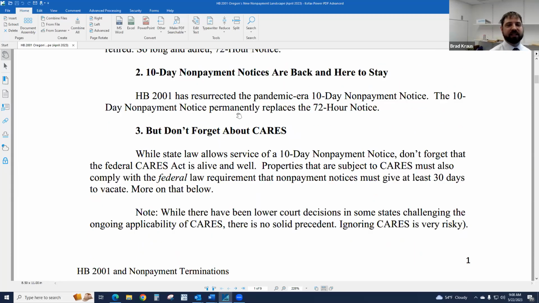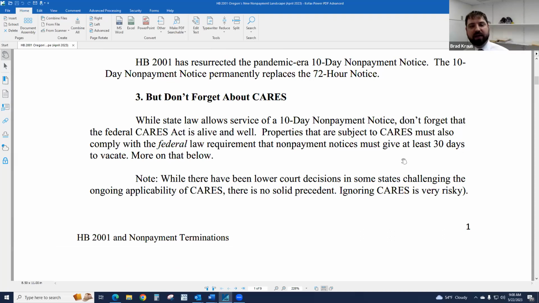All right, as the lecture handout says, 10-day non-payment notices are back here to stay. Unfortunately, that's going to be permanent unless something changes in the legislature, which I highly doubt it will. The other important thing to remember, and we'll talk about what this means, is the CARES Act. Don't forget about the CARES Act. So while state law allows service of 10-day notices, if your property is a covered property, as defined by the CARES Act, you also need to comply with that federal requirement that notices must give at least 30 days to vacate. With respect to the CARES Act, you've probably heard a bit of back and forth. There's been a lot of litigation in other states, not so much in Oregon that I'm aware of. But there are varying opinions and interpretations on the CARES Act, and we'll talk about that in a minute.